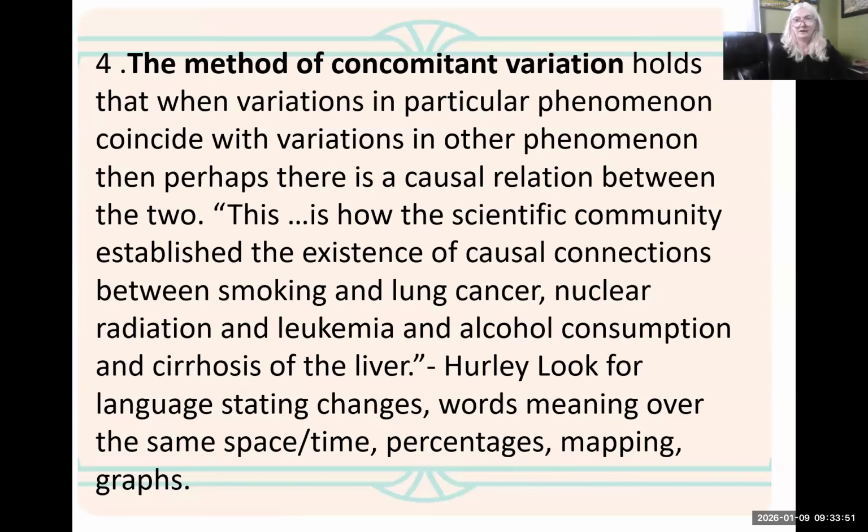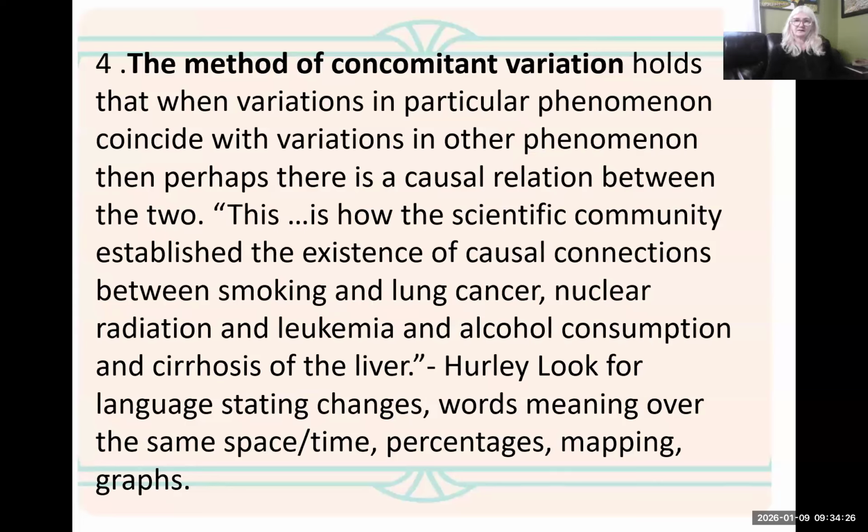Next is the method of concomitant variation. Concomitant meaning together, it commits or together acts, and variation meaning changes. So we're looking for both things occurring over the same period of time, okay, and talking about changes, okay? So the method of concomitant variation holds that when variations in particular phenomena coincide with variations in other phenomena, then perhaps there is a causal relation between the two.